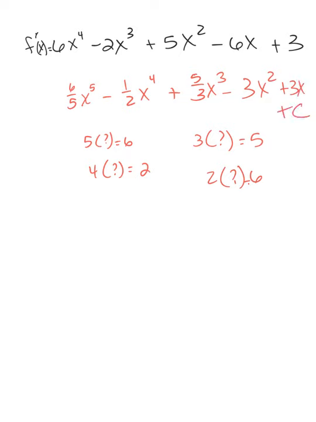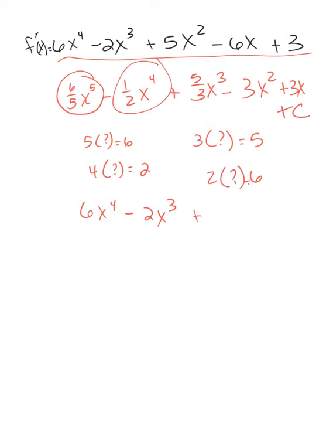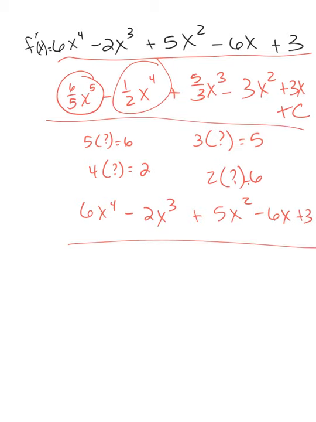So let's say I get my answer and I say to myself, I don't know if that's right. Well, just find the derivative of this and see if you end up where you started. So here you end up with 6x to the fourth when you do that one. 4 times negative 1/2 is negative 2x cubed when you do that one. And then you do 5x squared and minus 6x plus 3. So it ended up where it was. So your answer is correct.